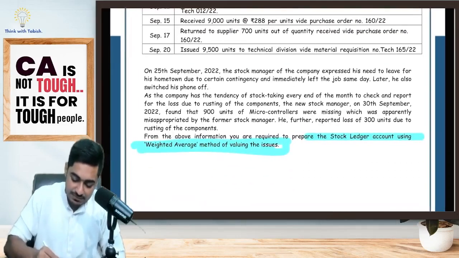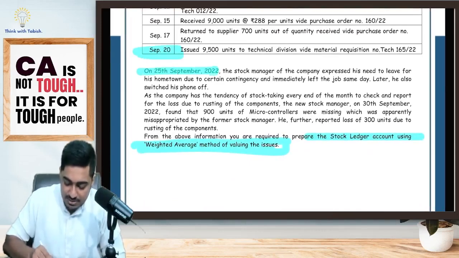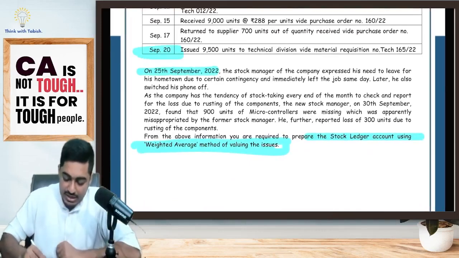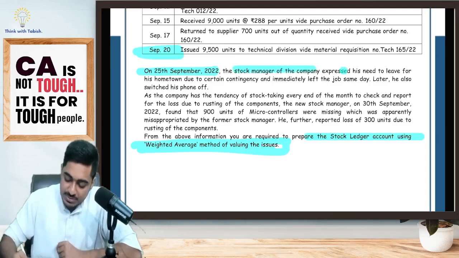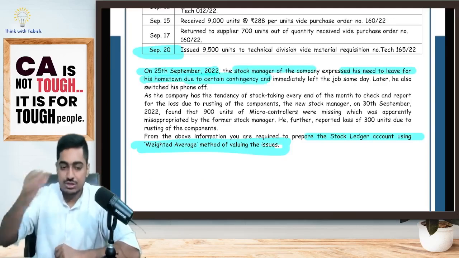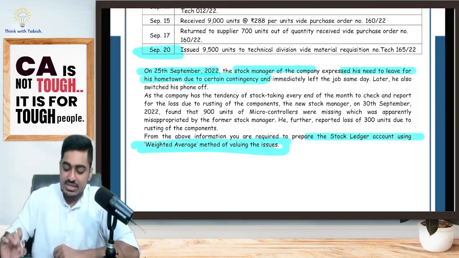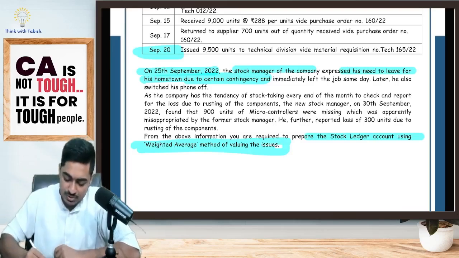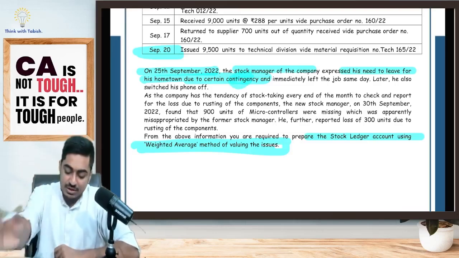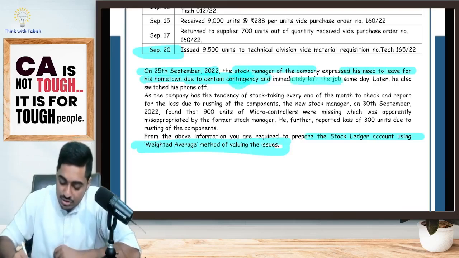Now, pay attention. After 20th September, what happened? On 25th September 2022, the stock manager of the company expressed the need to leave for his hometown due to certain contingency. There is a stock manager who is taking care of the stores. He is coming home and telling, yes, I need to take urgent leave. I have to go to hometown for emergency. We thought, okay, some emergency will be there, go. And he immediately left the job the same day.